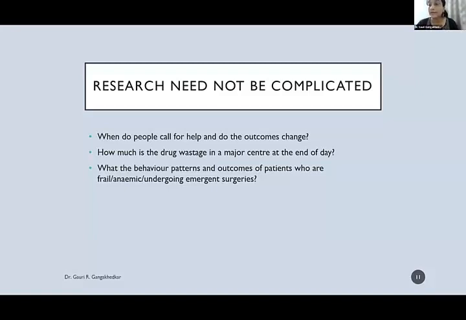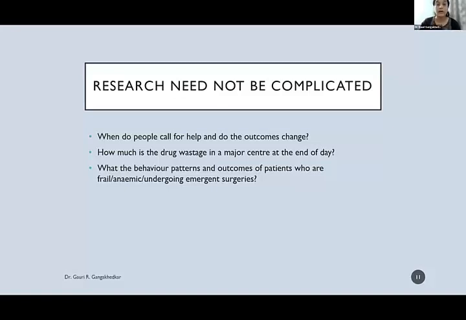How much drug wastage happens at a major center at the end of the day? Now, if you look at it, they seem like questions that are so simple, but the answers could actually change the way we function. For instance, imagine if among the remainder of fentanyl, you found that you're wasting some 500-600 micrograms of fentanyl because there are some 30 mics leftover in each syringe all across the hospital. The same could be true about propofol. And these are expensive drugs, right?